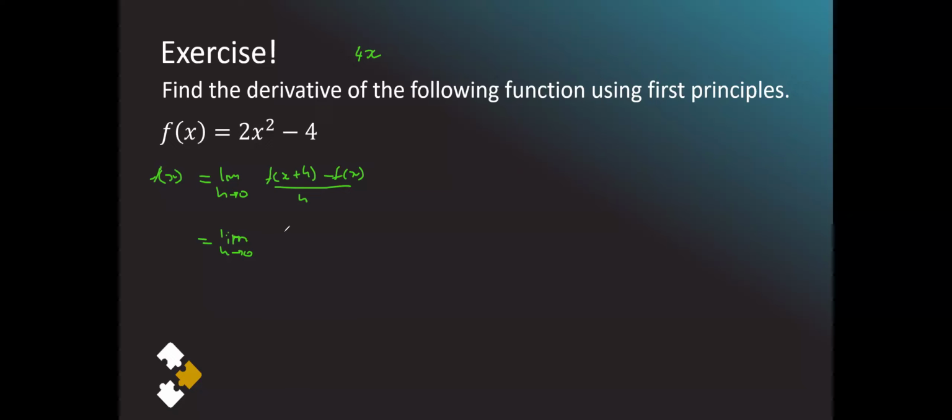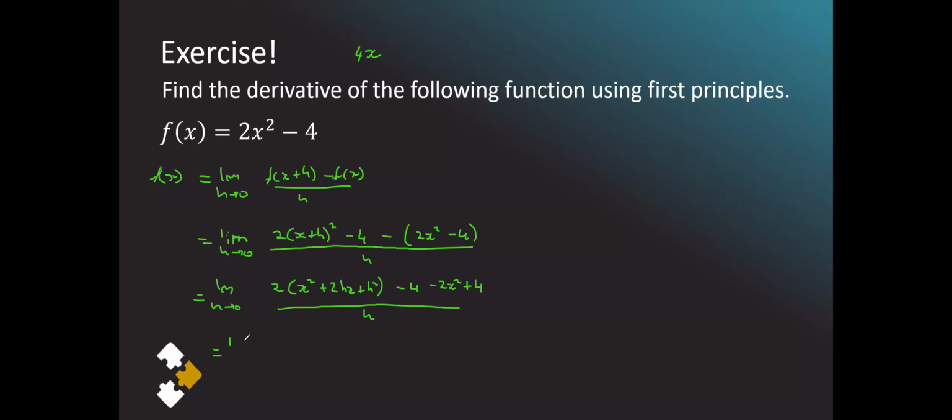So yeah, the limit there. We're going to have 2 into x plus h, all squared, minus 4. Then there's a minus in brackets, please: 2x squared minus 4. Then close your bracket, all over h. And this is the limit as h approaches 0 of 2 into x squared plus 2hx plus h squared, minus 4, minus 2x squared plus 4, all over h.